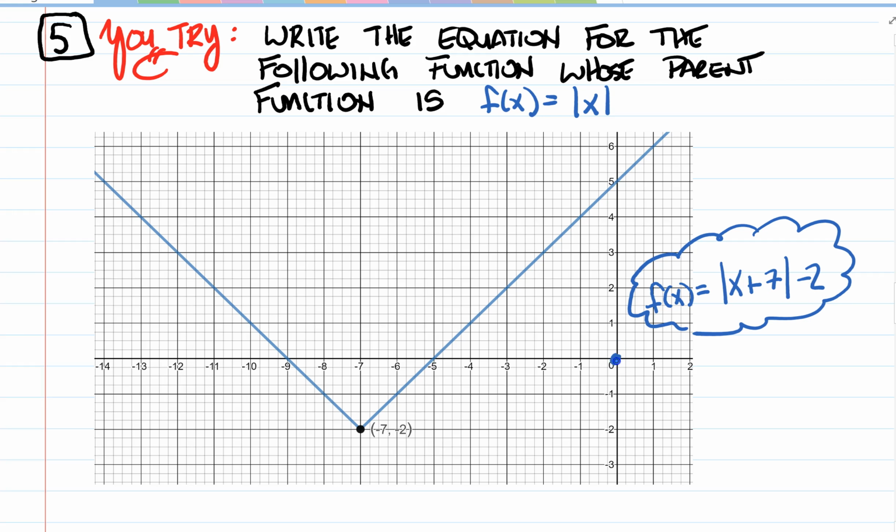Because if my original graph starts at (0, 0), I'm going to move my vertex 7 units to the left. That is the plus 7 part. And then down 2 units, that is the minus 2 part on the end. So the correct answer was the absolute value of x plus 7, minus 2.